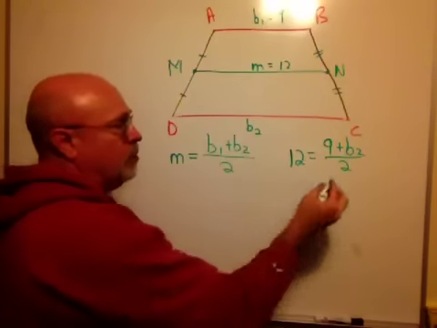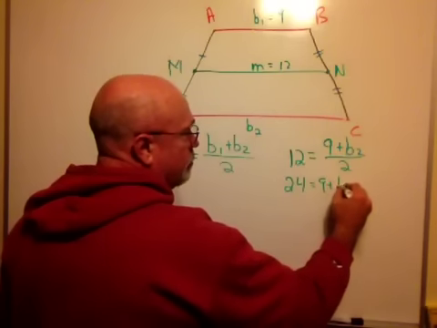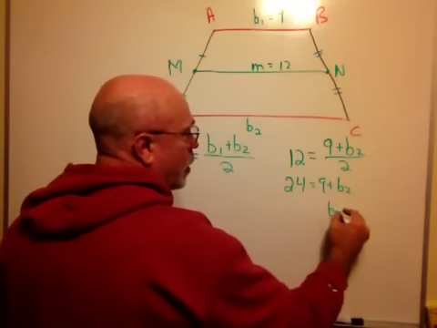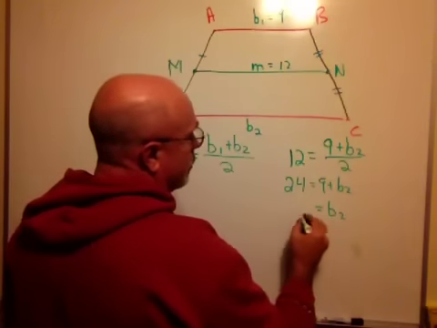Okay, we just solve that. Multiply by 2. 24 is 9 plus base 2. Our unknown base is now known by subtraction. It is 15.